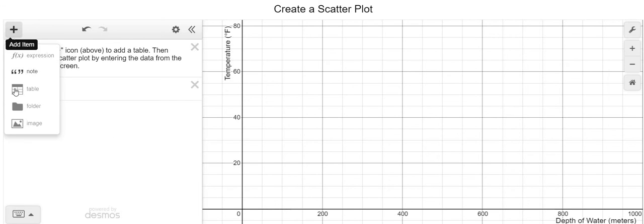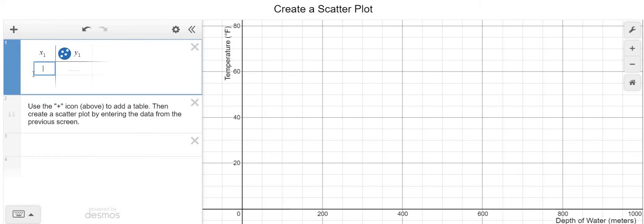First of all, I'm going to click up here and add in a table, and I'm going to start typing in the values. At 100 metres, the temperature of the water was 76, and you can see that's created a point on my scatter plot.